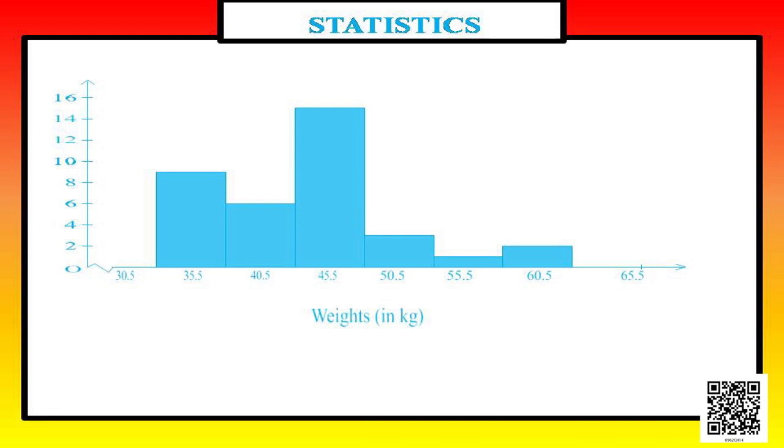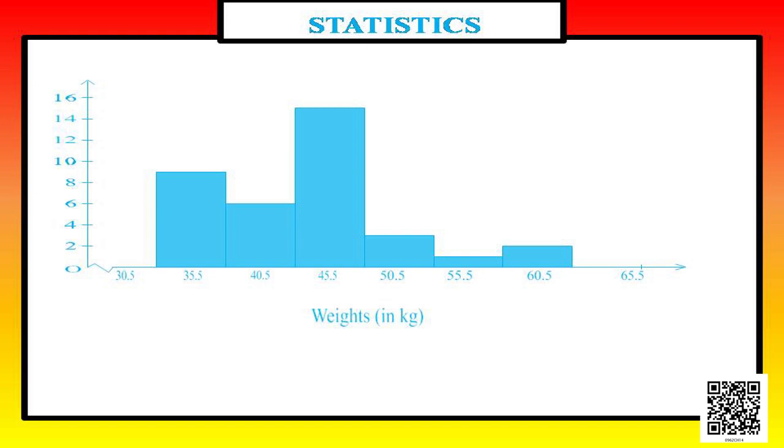Now here, since the class width is 5 in each case, the difference between each one is equal, that is called the width of the class, they are same. But in the beginning, it is 0 to 30.5. So for that, we draw a zigzag line in the beginning.